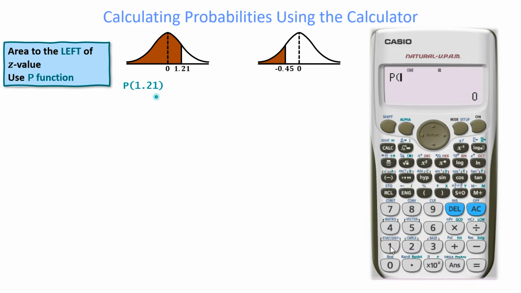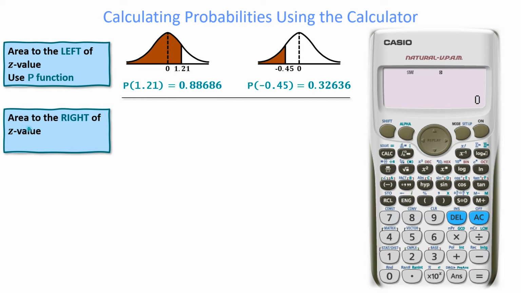So go ahead and type in 1.21, close brackets, and then the probability that z is less than 1.21 would be equal to 0.88686. Okay, so now we want the probability of z being less than negative 0.545. So we'll delete this and type in negative 0.45. So you can see we're still using the p function. Okay, and when we press equals, we get the probability 0.32636.